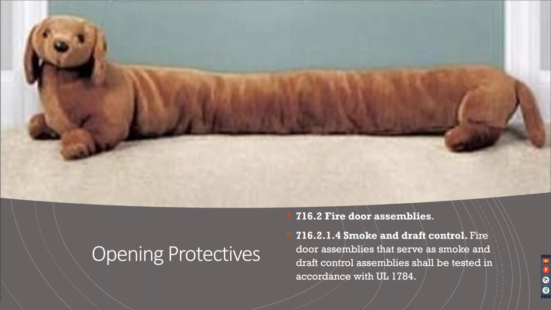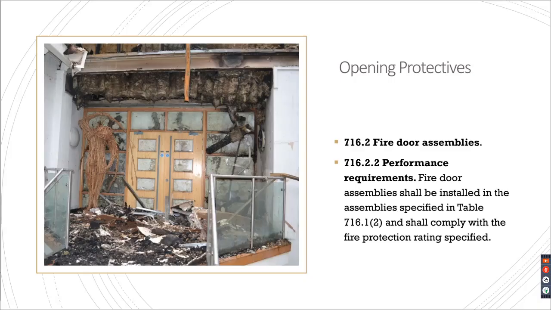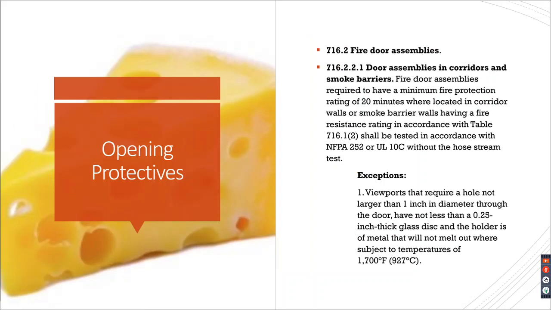So when you have a smoke and draft control door, the fire door assemblies that serve as smoke and draft control assemblies shall be tested in accordance with UL 1784. So if you've got an area that requires a smoke and draft type door, there are additional testing requirements that need to be in place. And that's UL 1784, which also means you're going to have other markings on that door. And then the performance requirements, fire door assembly shall be installed in the assembly specified in 716.1.2 and shall comply with the fire protection rating specified, of course.